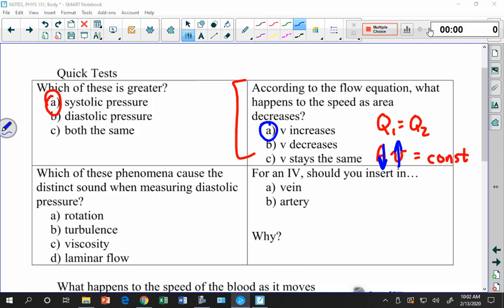All right, let's try this bottom one left. Which of these causes the distinct sound when measuring the diastolic pressure? Many of you have it right. 12 of you have it right. Feel free to share your answer. Talk to your neighbor. Okay, let's stop at 43.